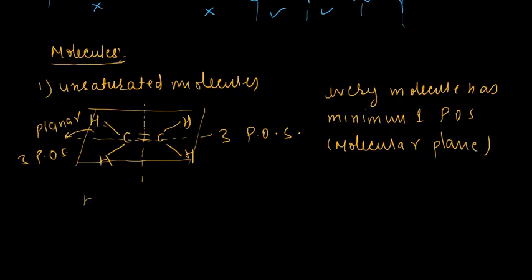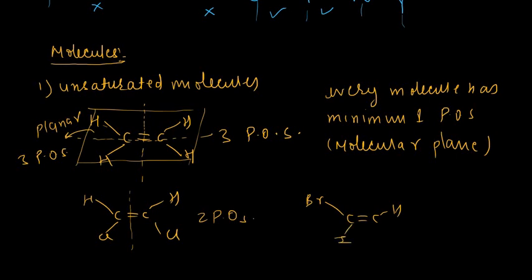In the second, we have hydrogen, carbon, double bond, carbon, hydrogen, then chlorine. We have two POS over here. One is this plane of symmetry, and by default the molecular plane of symmetry. In this molecule, Br, C double bond C, H, I, Cl, here we have only one plane of symmetry. So every unsaturated compound has at least one plane of symmetry, which we have already seen. We're going to look at more examples related to it.